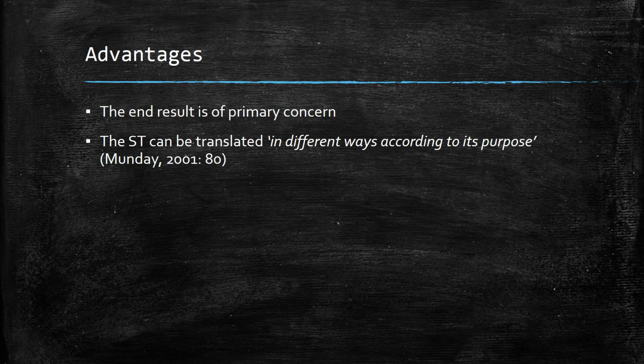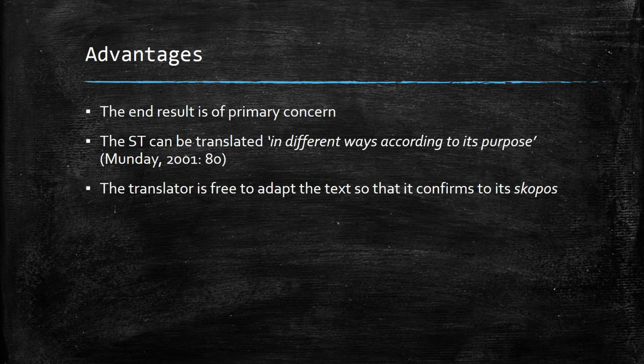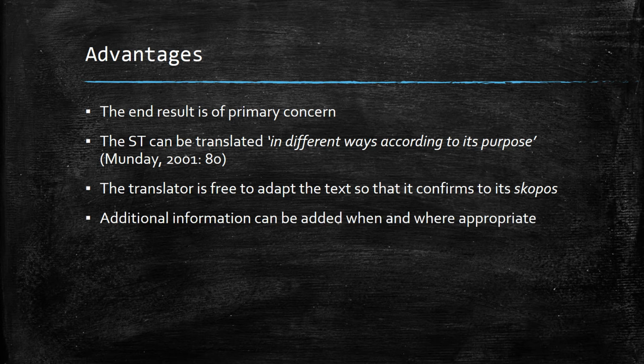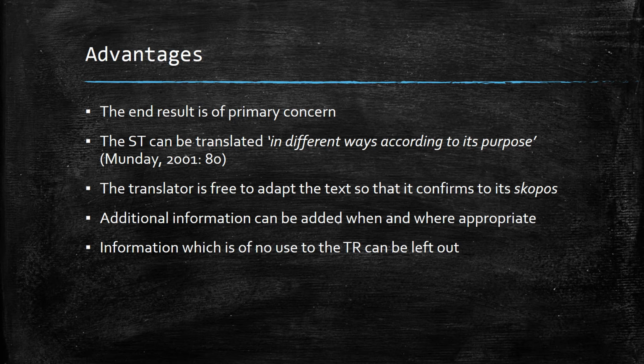The source text can be translated in different ways according to its purpose. This means the translator is free to adapt the text so that it conforms to its skopos, and additional information can be added when and where appropriate. Equally, information which is of no use to the target reader can be left out. So the translator is free to adapt as and when necessary.